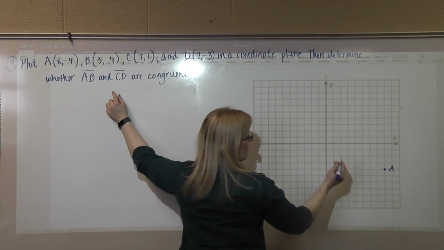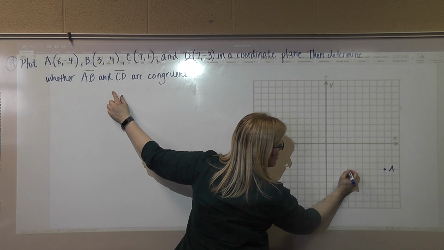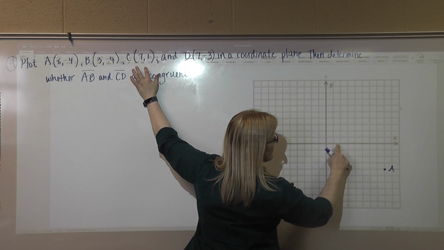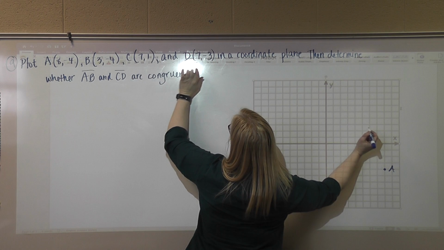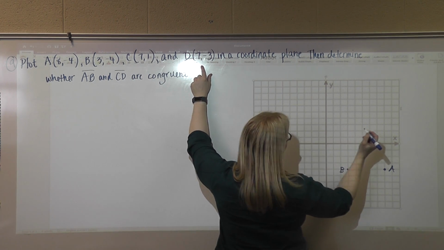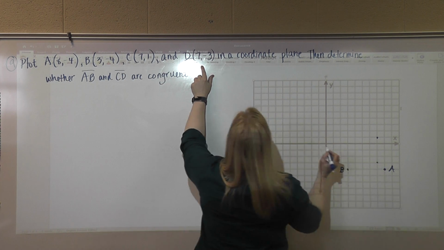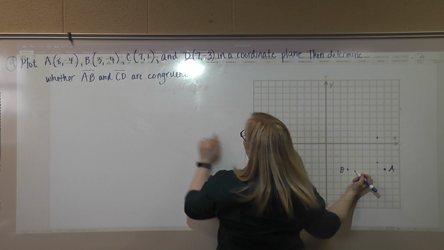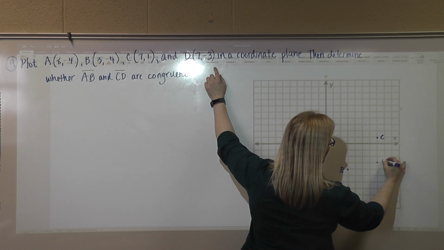B is (3, -4). 1, 2, 3, 1, 2, 3, 4. C is (7, 1). 6, 7, 1. And D is (7, -3). 1, 2, 3. And we want to know whether A, B, oops, I forgot to put, this is C, and this is D.